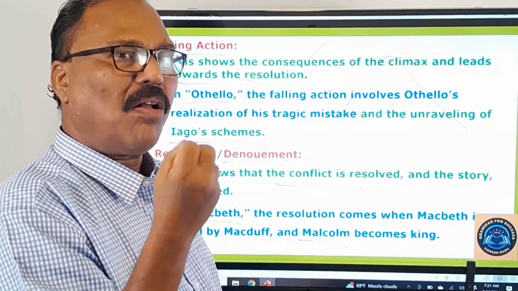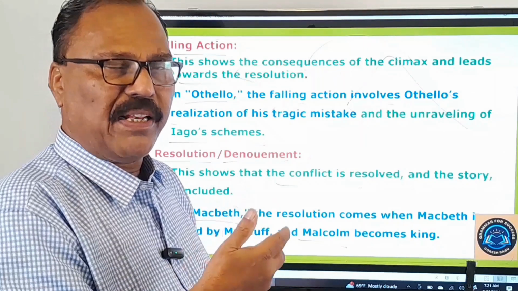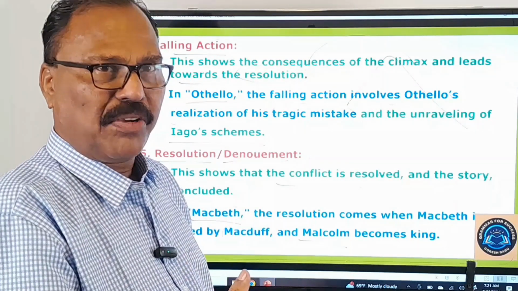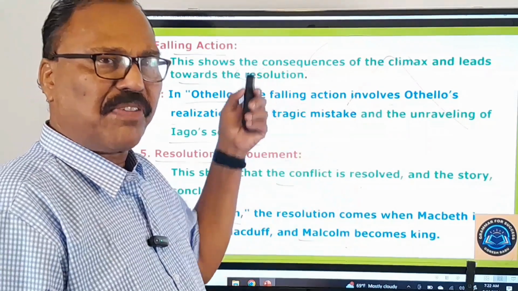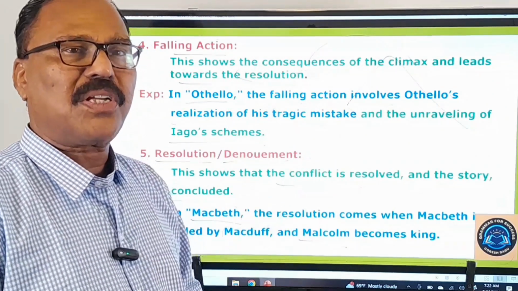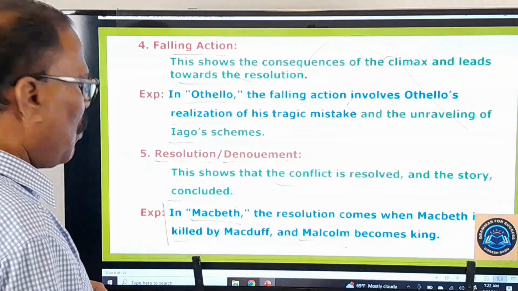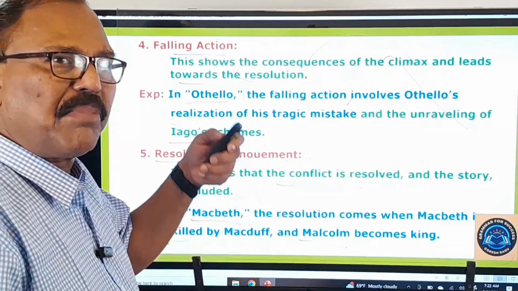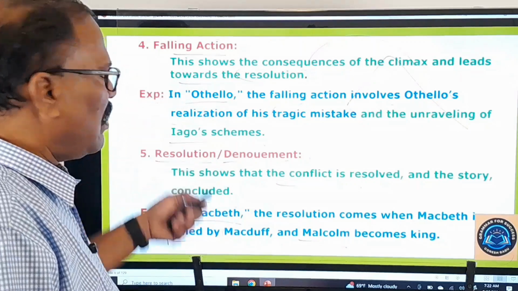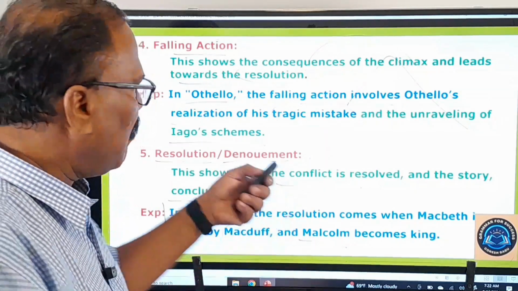All these 5 points are explained very briefly, I think. All these 5 points are important. These 5 parts are called the structure of drama. And now we are going to look at certain multiple choice questions on this small aspect. Come on, let us do that.